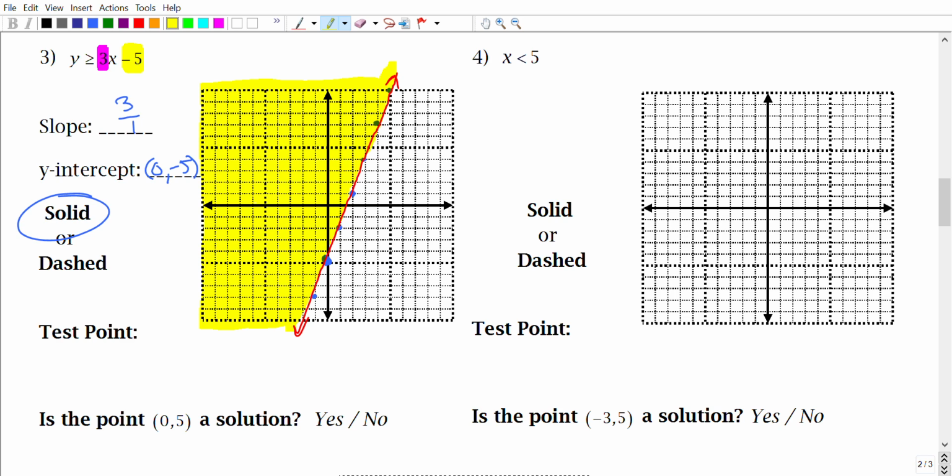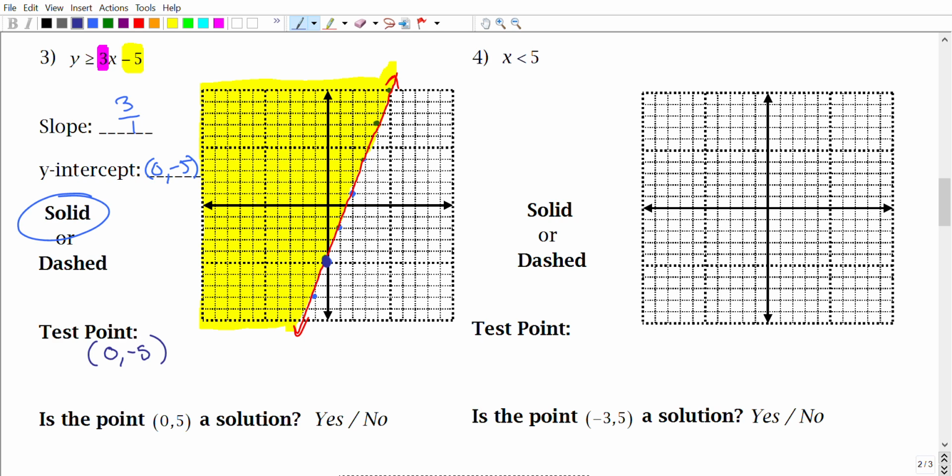So that is my shaded region. Now all I have to do is pick a point to test. What would be a good point to test out? We've talked about this before, or at least I mentioned it at the beginning of this video. Sometimes the points that are on the line that you graphed may be a solution, sometimes they may not be. So what I want to test out is this point right here, the point 0, comma, negative 5.